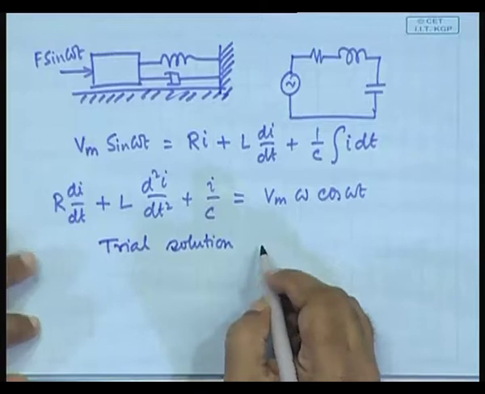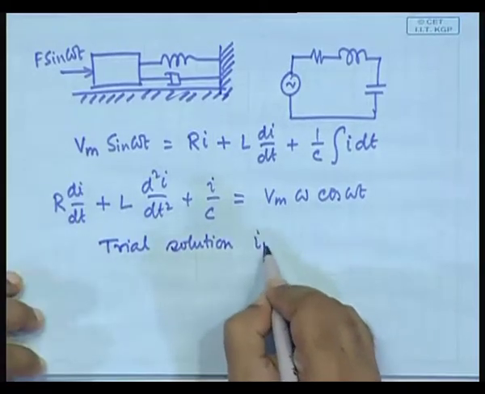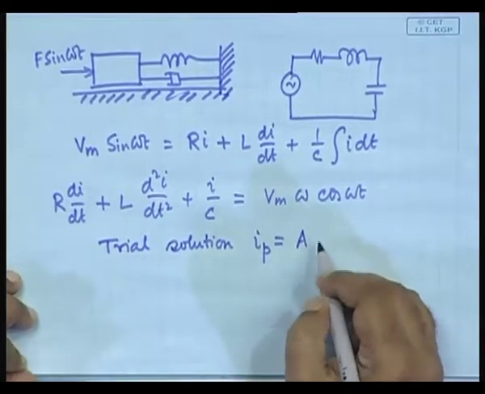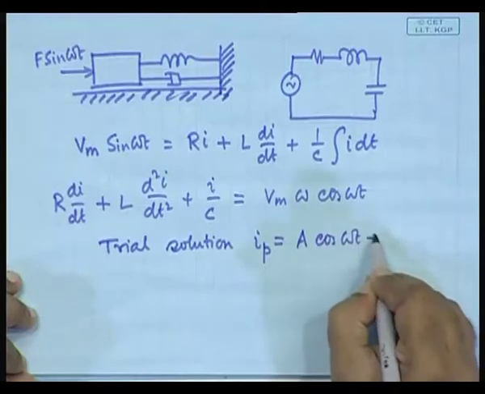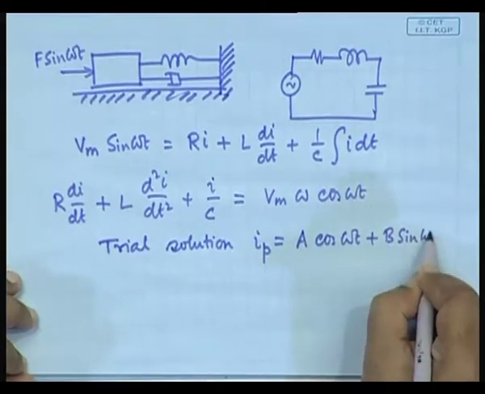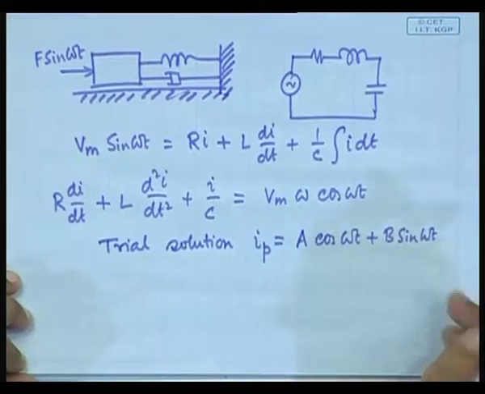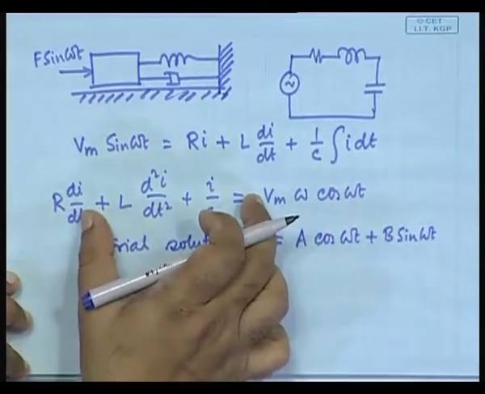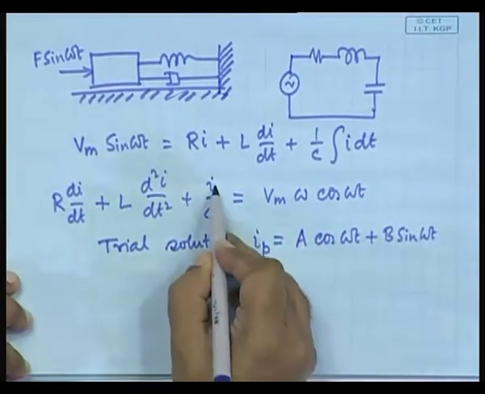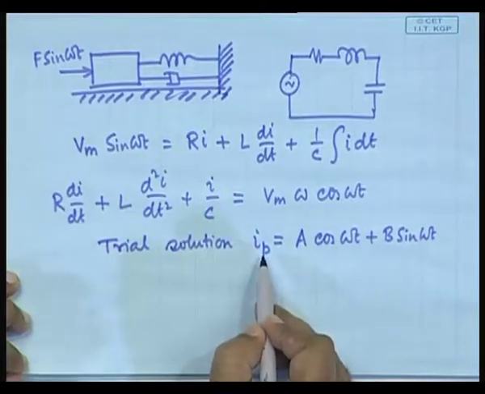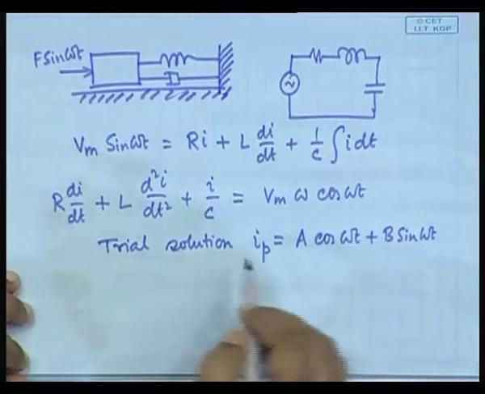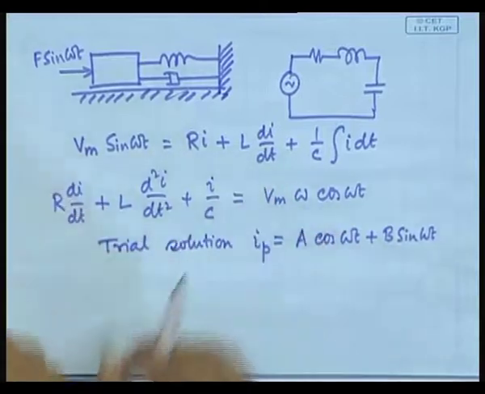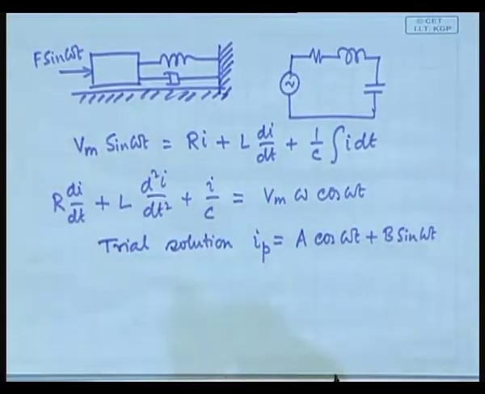Here we are talking about the steady state solution. So, I p is A cos omega t plus B sin omega t. How would you obtain these values A and B? Simply by putting it here. So, we will first obtain dIp/dt, which will be substituted here, and d2Ip/dt2 will be substituted here. So, write down these two and substitute it here, and thereby you will obtain the result.